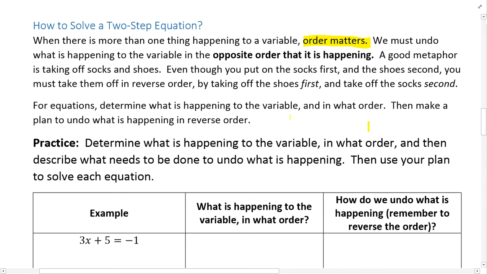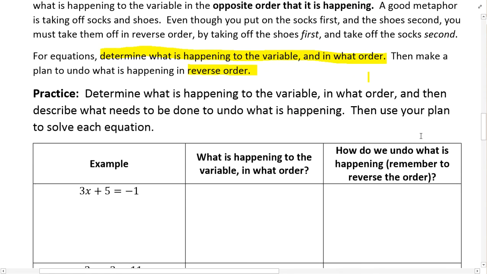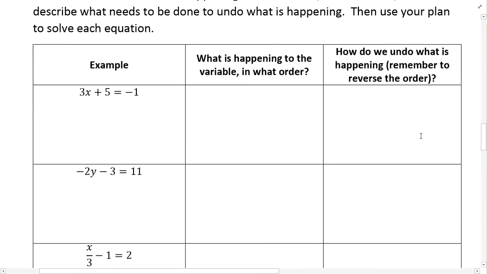So for equations that have 2 steps or even 3 steps or more, the idea is exactly the same. So what we want to do is determine what is happening to the variable in what order. Then we can make a plan to undo what is happening in the reverse order. So taking off our shoes, then taking off our socks. Okay? So this is a little different, but I think it's a helpful way to think about equations.